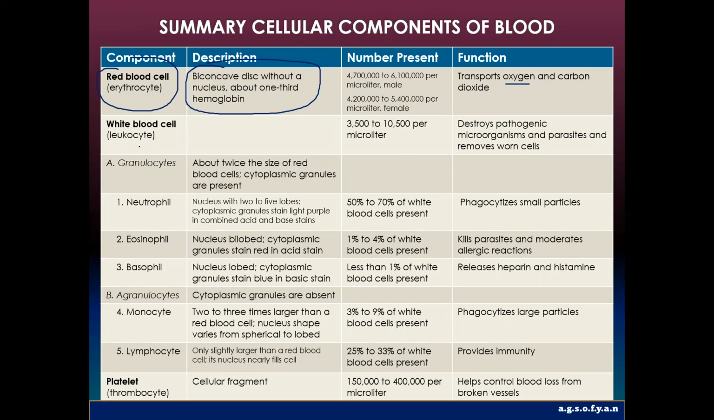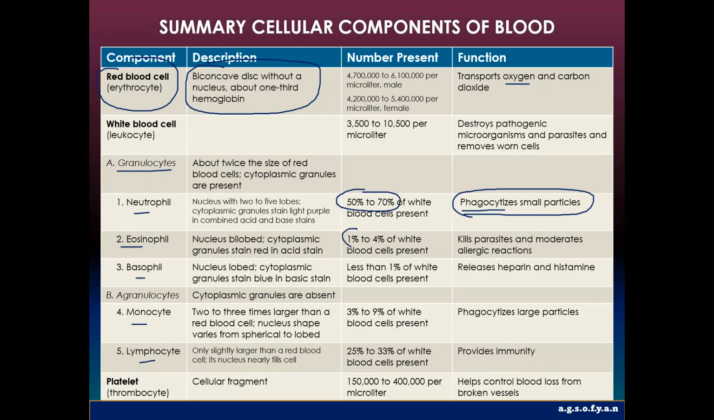The next one is white blood cell or leukocyte. There are several types. Based on the granules, the granulocytes are neutrophil, eosinophil, and basophil. The ones that do not have granules, the agranulocytes, are monocyte and lymphocyte. The neutrophil is the most abundant one, 54 to 70%. The main function is to fight against bacterial infection. It also eats bacteria, so it is a phagocyte.